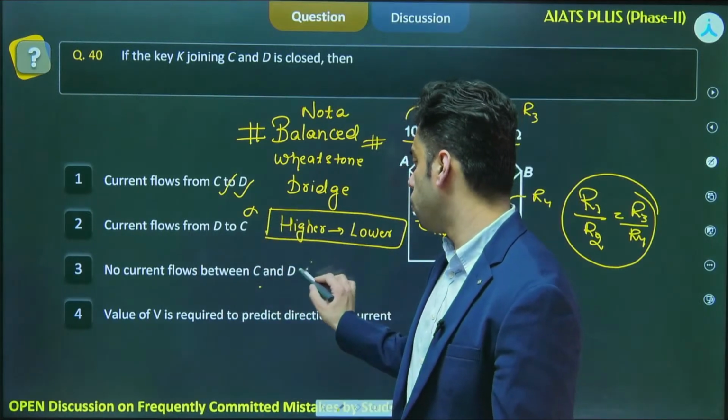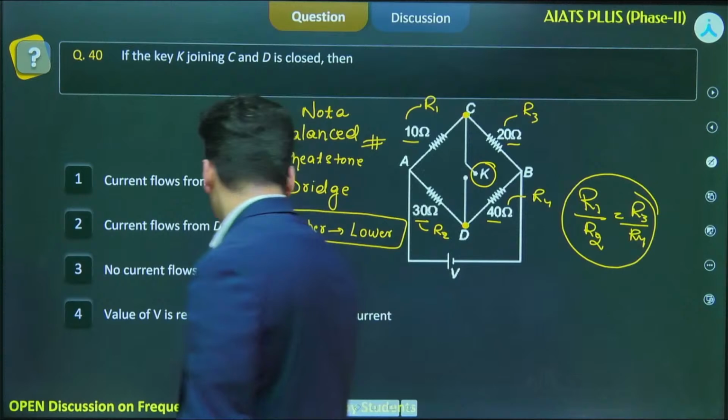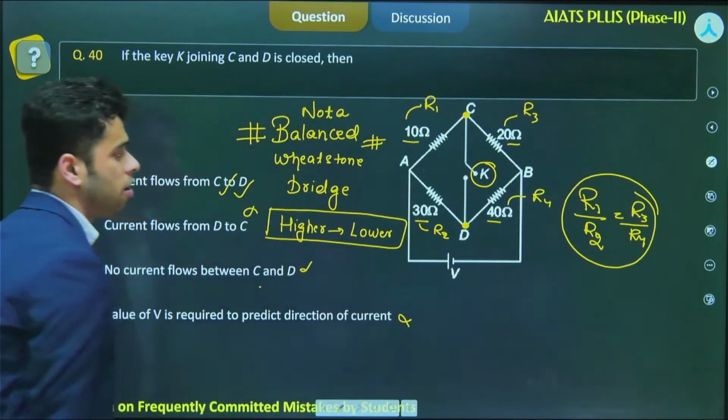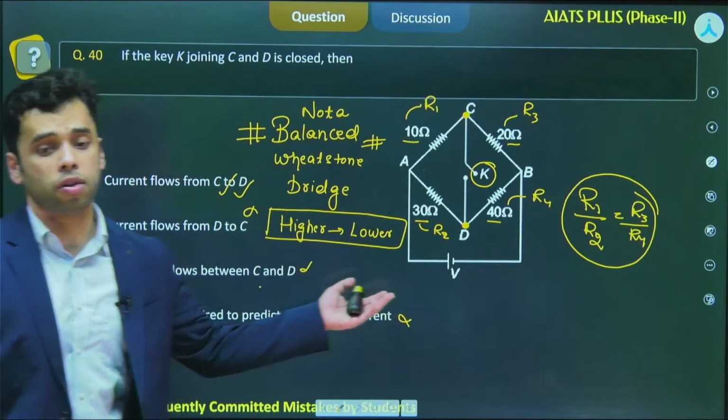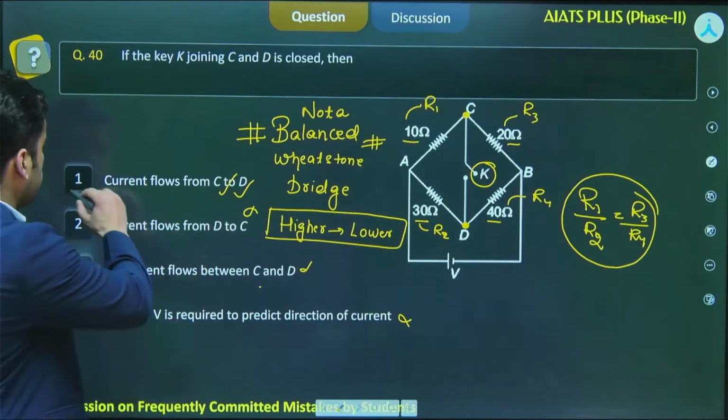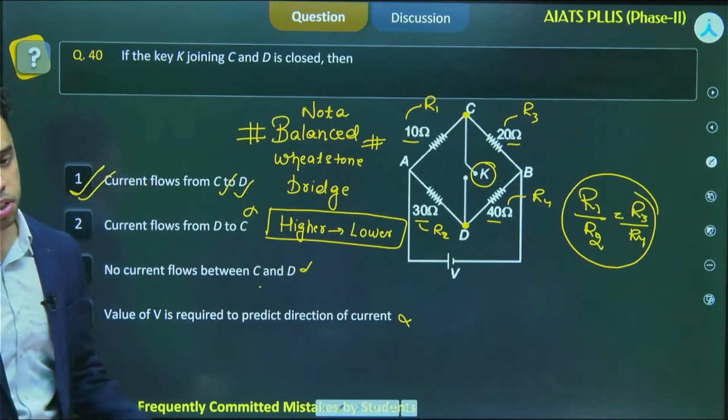No current, obviously this is wrong. Value of V is required to predict direction of current, this one is also wrong. We can predict the direction without knowing the value of V. So yes, the correct answer becomes current flows from C to D. I hope this problem was clear to you.